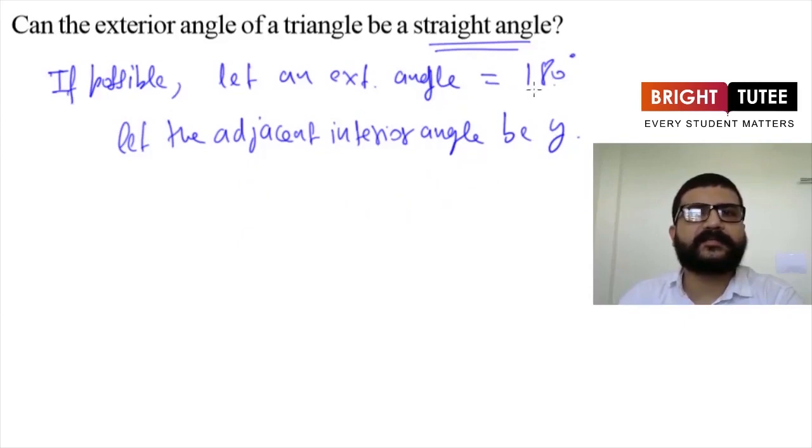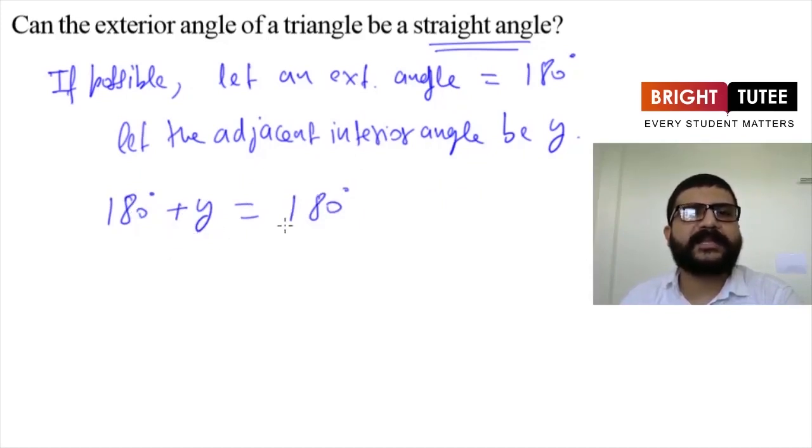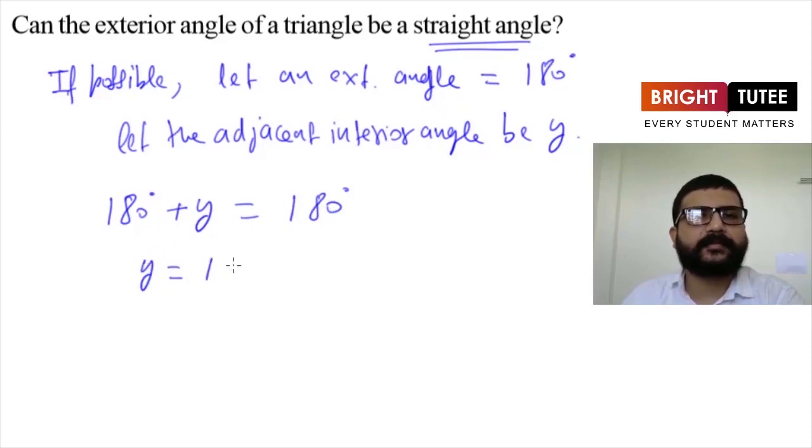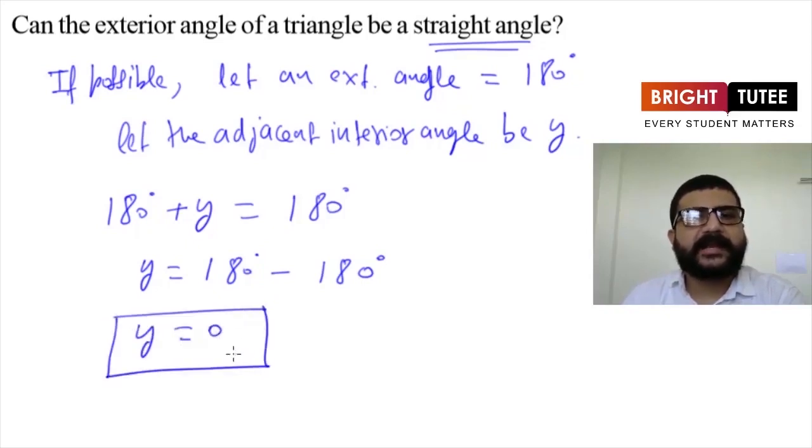Now this 180 degrees or the exterior angle and this interior angle will form a linear pair. So it means we are going to get 180 degrees plus y is equal to 180 degrees, because if angles form a linear pair, it means they are supplementary, that is their sum is 180. So now from here we will get y is equal to 180 degrees minus 180 degrees. Now this gives us y is equal to 0. So this implies that interior angle of a triangle is 0 degrees.